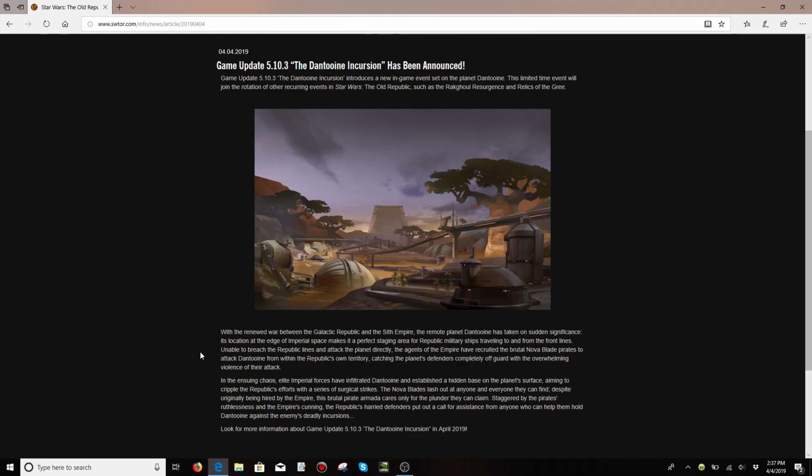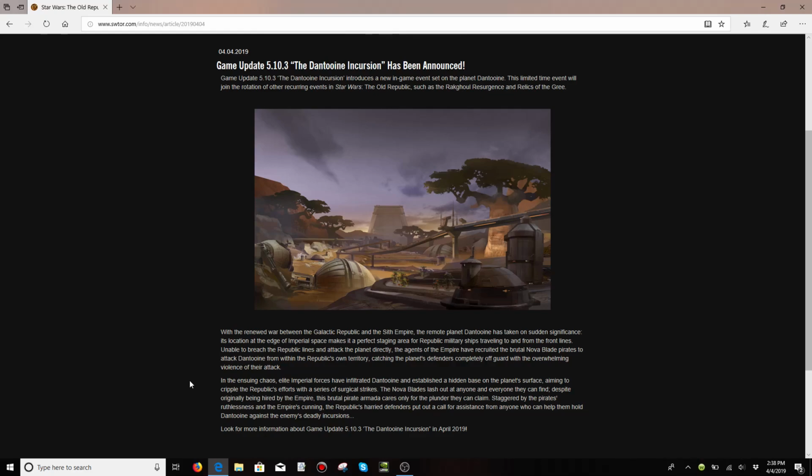Now, it's interesting we're seeing the return of Nova Blade pirates. If you guys recall, Nova Blade pirates were introduced during the Battle of Rishi update, expansion, whatever you want to call it. So it's definitely going to be interesting to see what they're doing on Dantooine. In the ensuing chaos... forgive me if I pronounced that incorrectly.